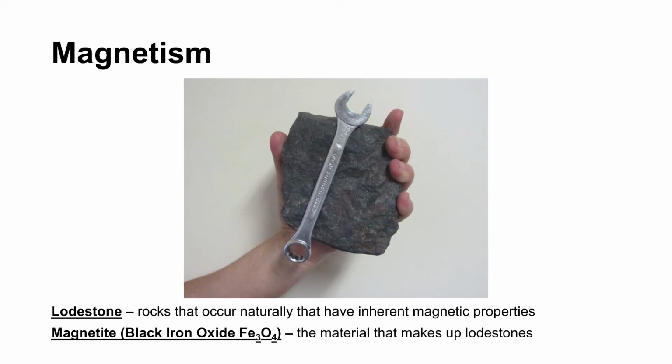Magnetite, which is black iron oxide, Fe3O4, is the material that makes up lodestones. So magnetite is an oxide of iron that is found in the natural rocks, and if there's a significant amount of this material in a rock, then it will demonstrate magnetic properties.